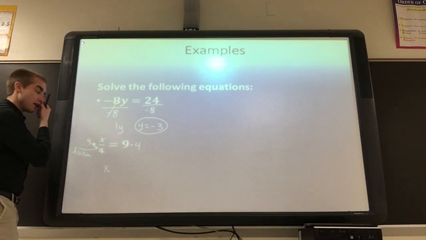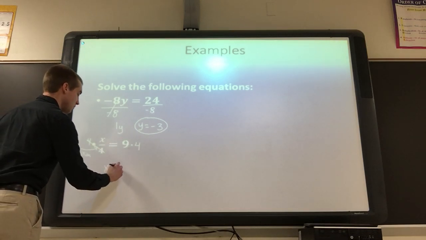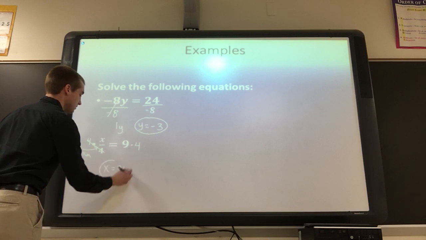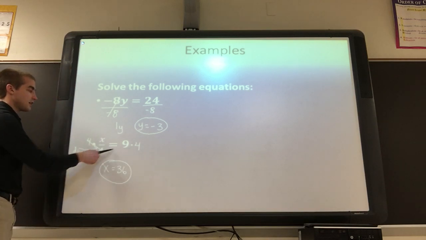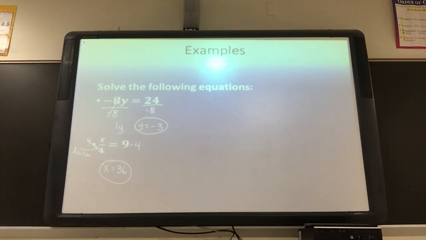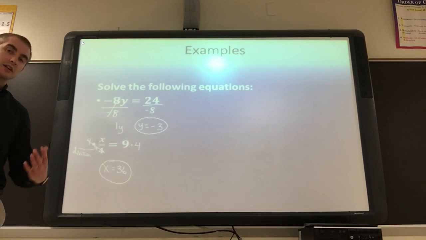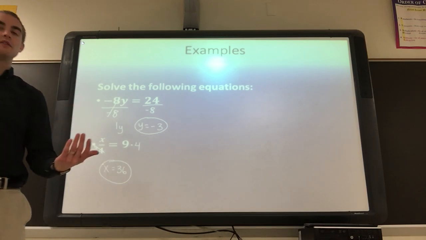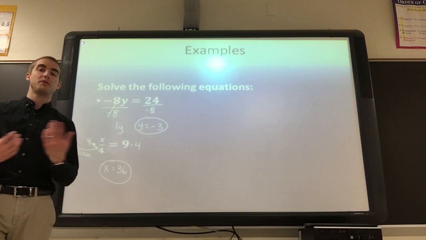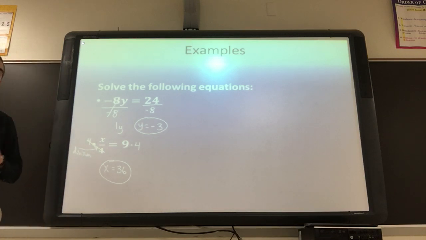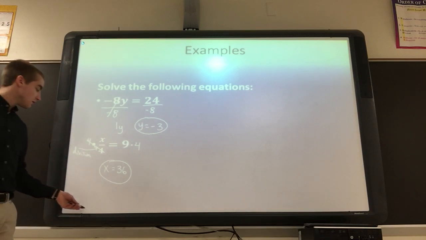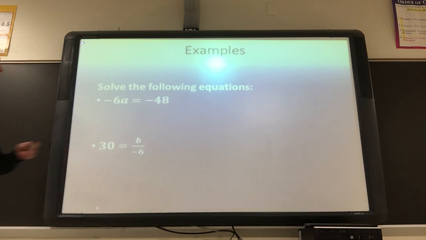So I'm left with 1x equals 9 times 4 is 36. And 36 divided by 4 will give me 9. So if I am dividing something, if it looks like a fraction, the way that I get rid of that is I'm going to multiply both sides by the number I'm dividing. Okay? So go ahead and do both of these on your own. Pause the video.